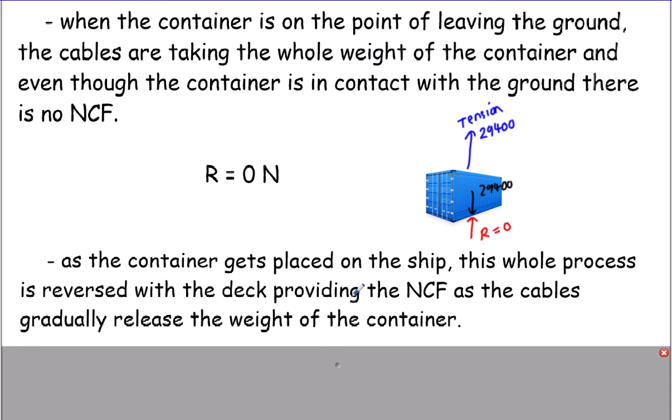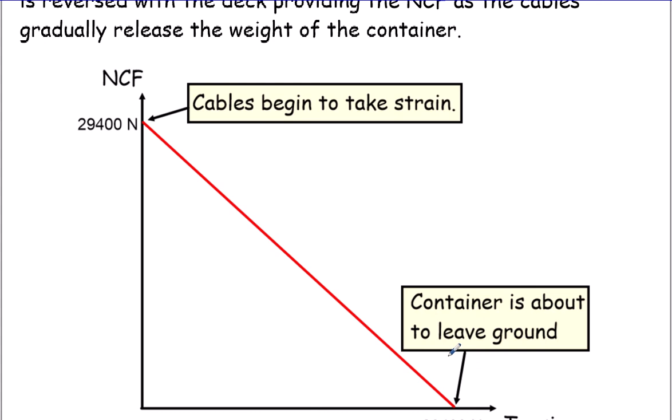Okay, obviously then as you lift it up, you put it back down, the whole thing goes in reverse. Alright, so as you put it on the ship, to start with, the ship feels no weight because R is 0, but then as the cables start to loosen, more and more of the weight gets transferred to the ship, until eventually you take the cables off and the ship is doing all of the R, pushing back upwards. And you can even draw a graph of it then, look. So that's what happens.